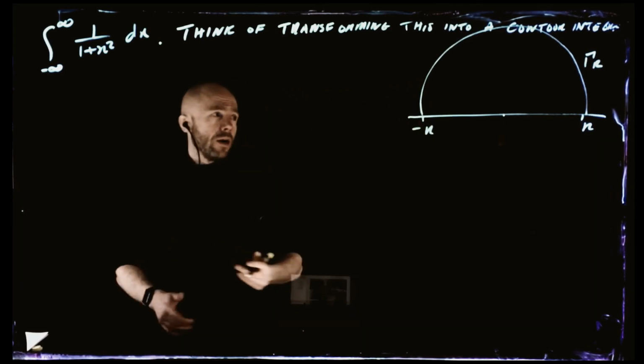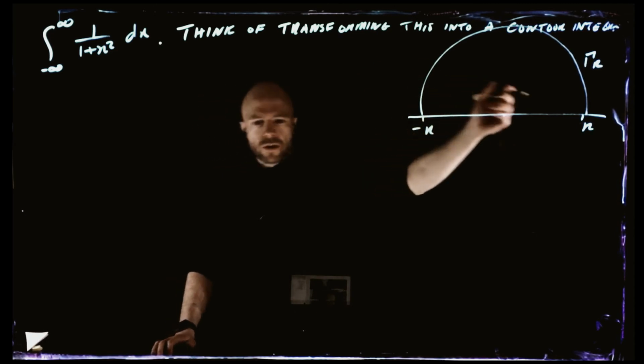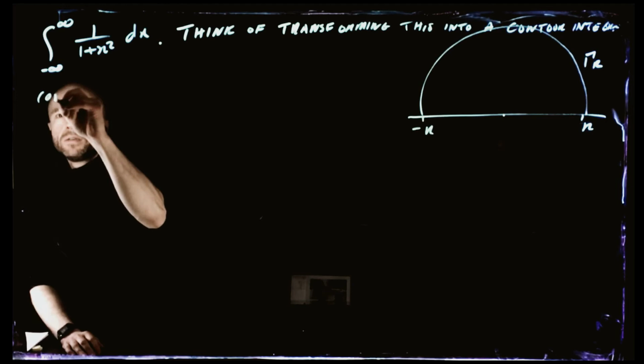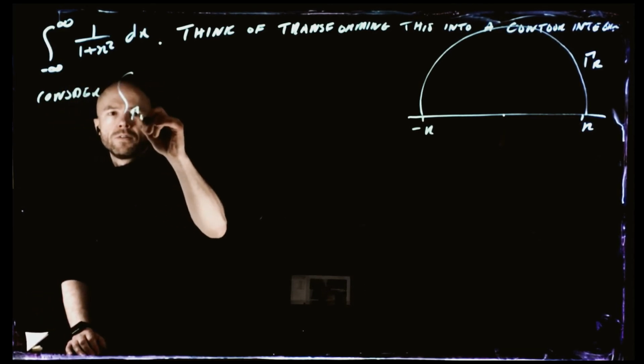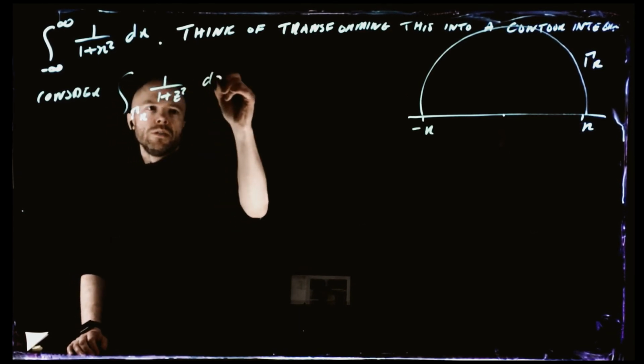So I hope gamma of r is clear and I don't have to explicitly define it. It's just this semicircle centered on 0. Yeah? So consider the contour integral over gamma of r of 1 over 1 plus z squared dz.